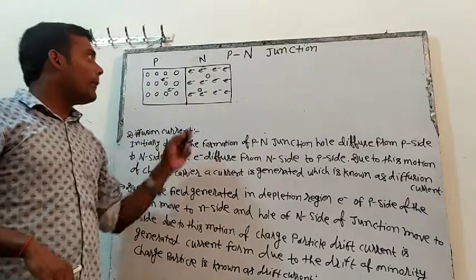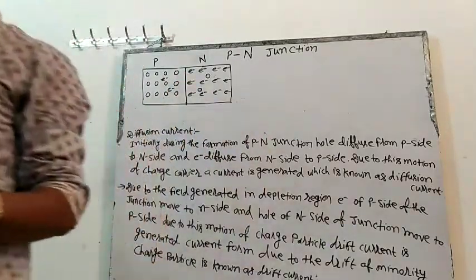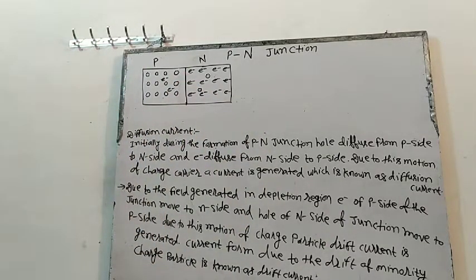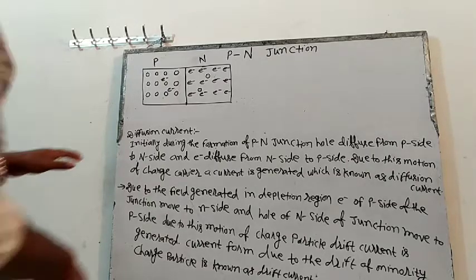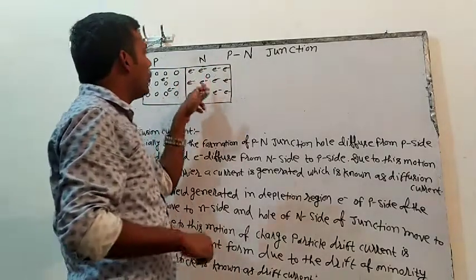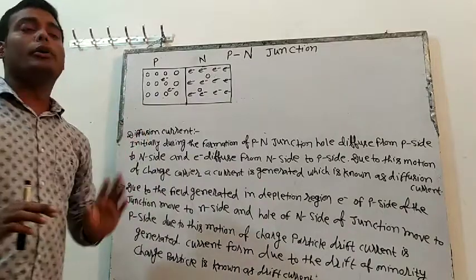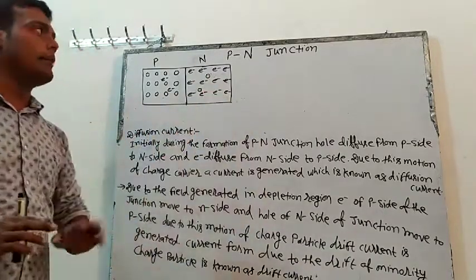In N type what will happen? Electron will be majority charge carrier and hole will be minority charge carrier, right? So in N type electron is majority charge carrier and hole is minority. That is, holes will be few in number, electrons will be much more in number.